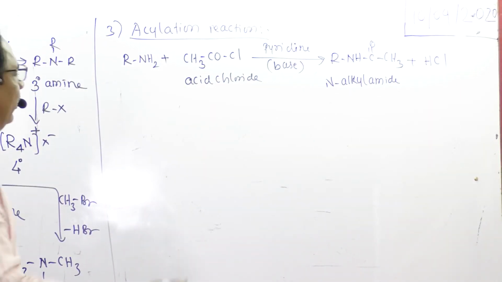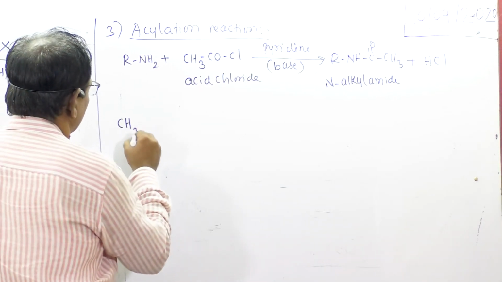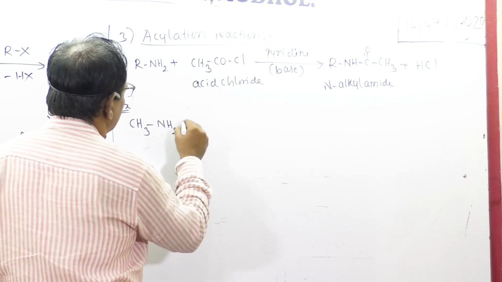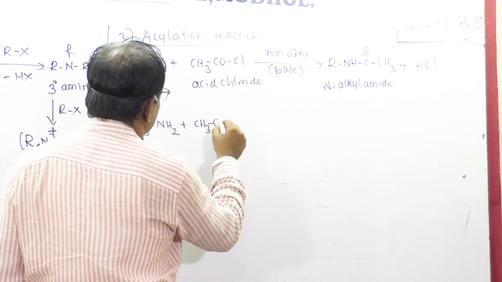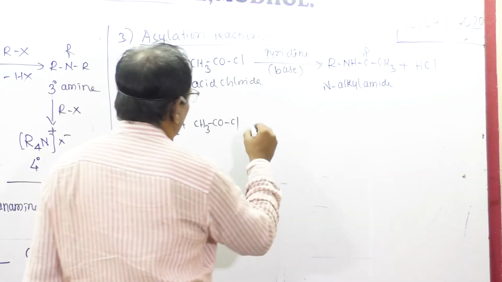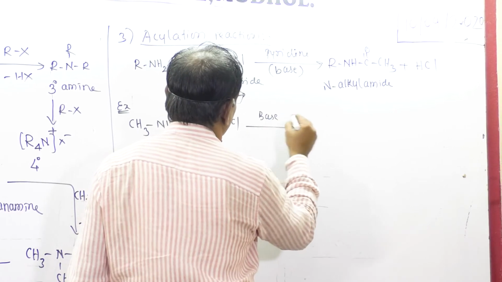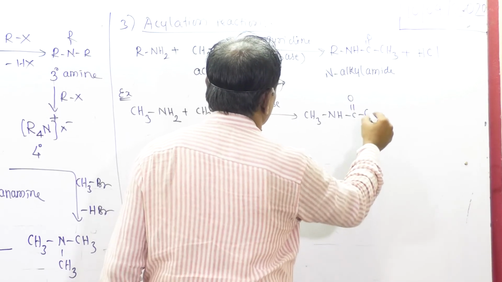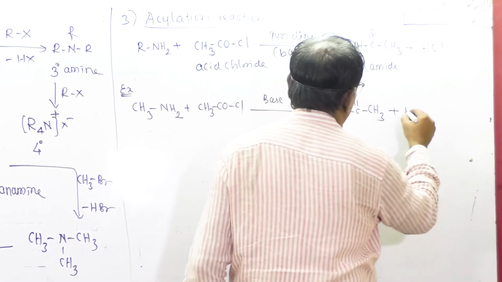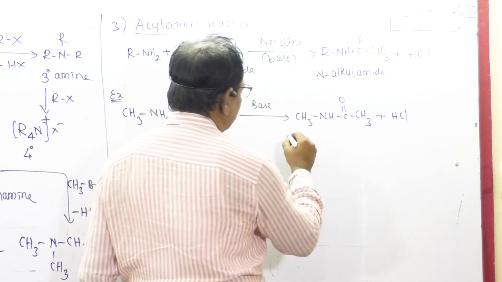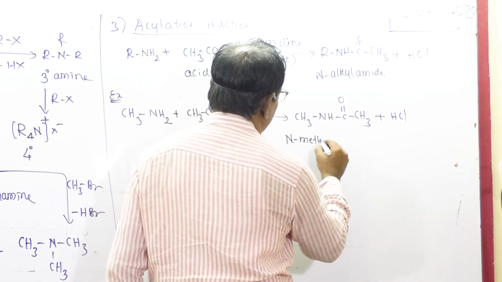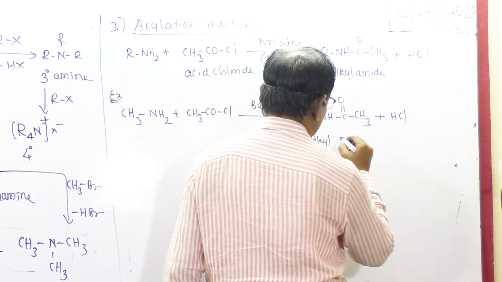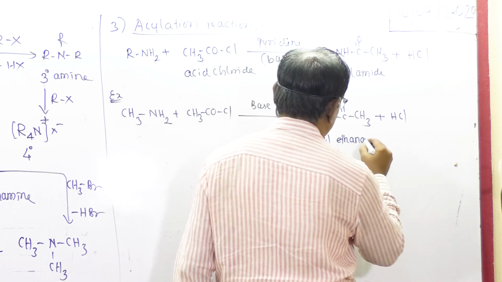So that is an example here. CH3NH2 plus CH3COCl in the presence of base to form CH3NHCOCH3 plus HCl. This is called N-methyl ethanamide.